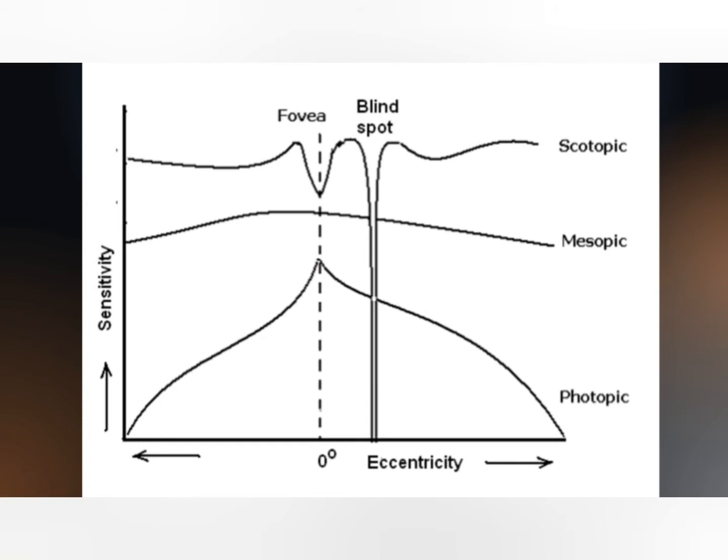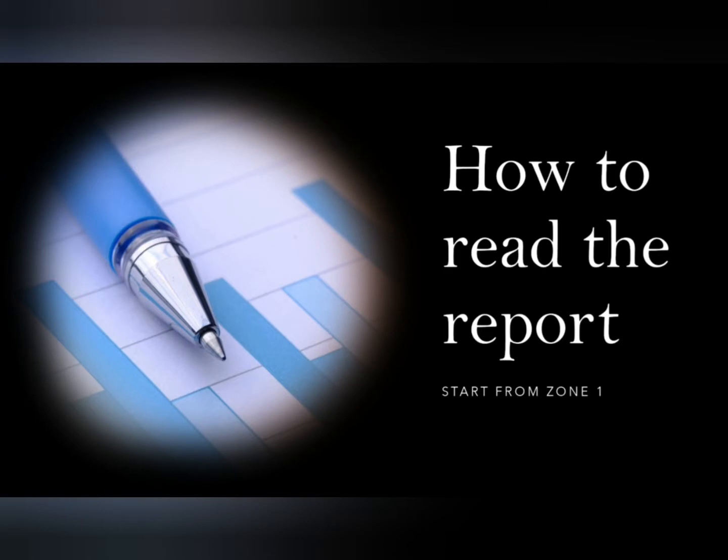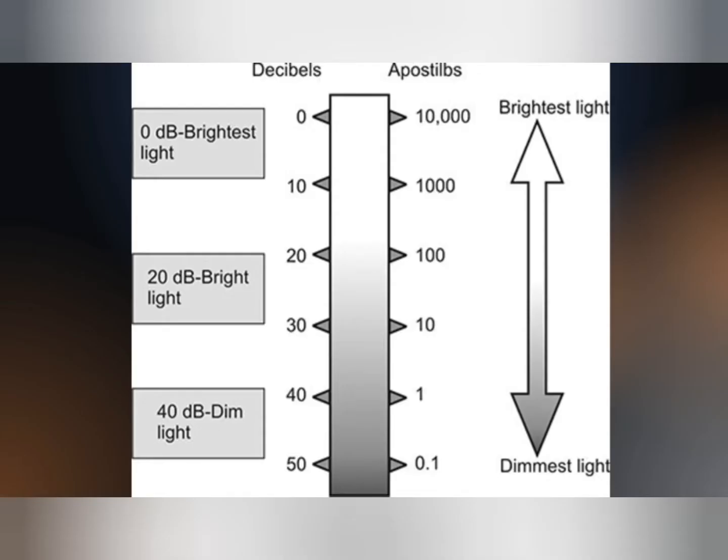Let us know about the boundaries. We all know that the visual field is 60 degrees superiorly, 70 degrees inferiorly, 60 degrees nasally, and 100 degrees temporally, and the position of the optic disc is 15 degrees nasal to the macula. So how to read the report? Start from zone 1. In HVF there are 10 zones, and we will read each and every zone.